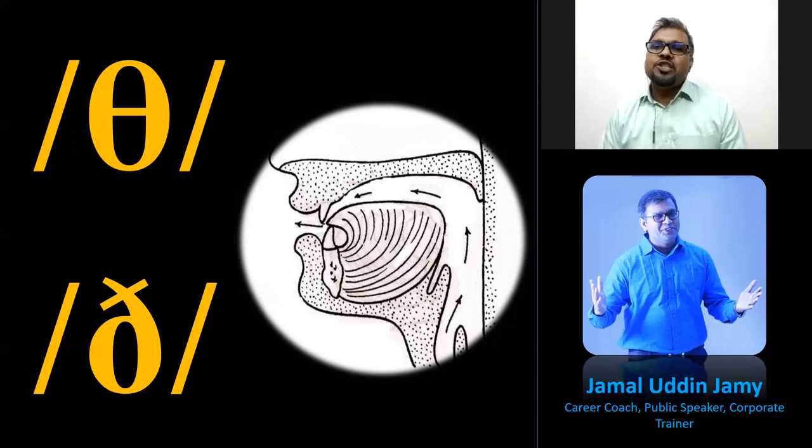See the place of articulation. Your tongue will be in between two parts of your teeth, and the tongue will be straight. The, the. Thank you, thank you, thing.